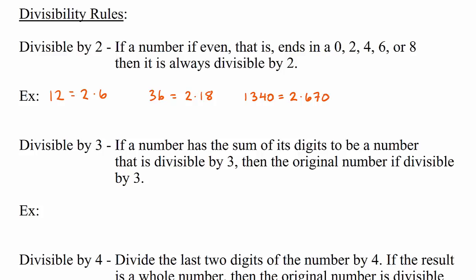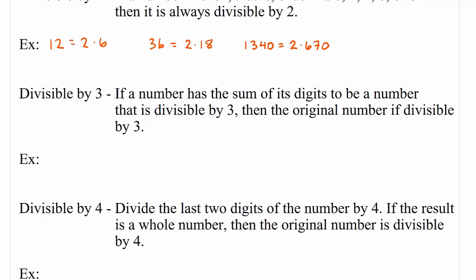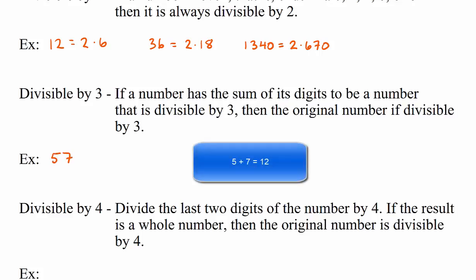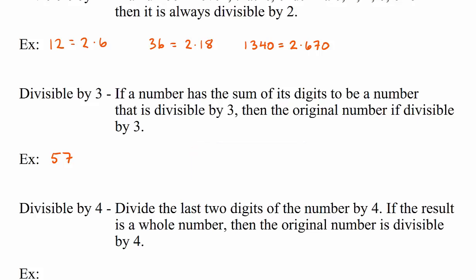Now, as we get further and further into our divisibility rules, they do become a bit more complicated, so I'm going to try to keep them as simple as possible. A number is divisible by 3 if the sum of the digits in that number is also divisible by 3. As an example, if I take the number 57, I add up the 5 and the 7, I get 12, and 12 is divisible by 3. So I know that the number 57 is divisible by 3. And to be more precise, 57 is 3 multiplied by 19.